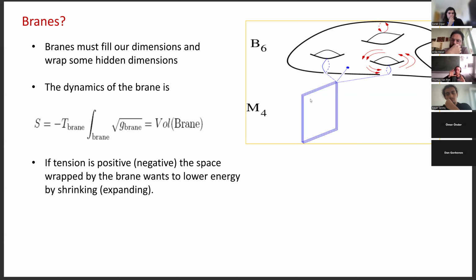A vacuum should not have any black holes. It should have nothing, right? So how do you build a vacuum? Using branes. Well, the branes have to fill the entire universe, right? Because then you just live inside that brane and you wouldn't see it.